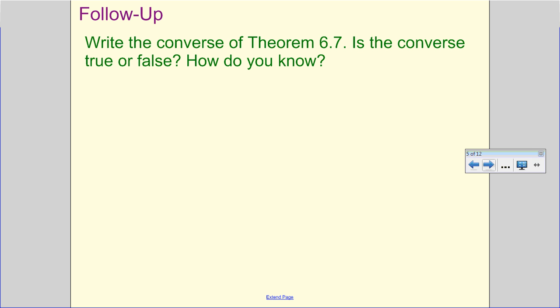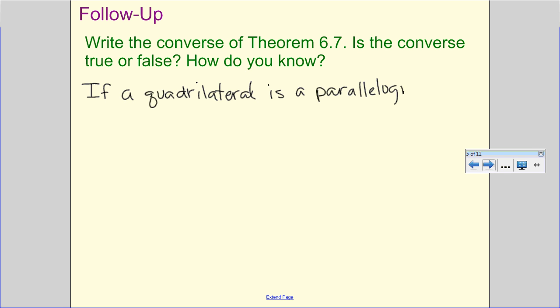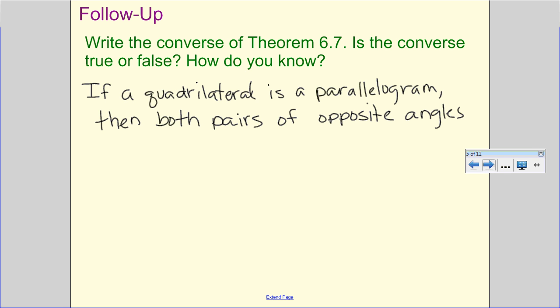So the converse of theorem 6.7 would be if a quadrilateral is a parallelogram, then both pairs of opposite angles are congruent. So is the converse true or false? It's true. And for the same reason, we learned this in lesson 6.2.